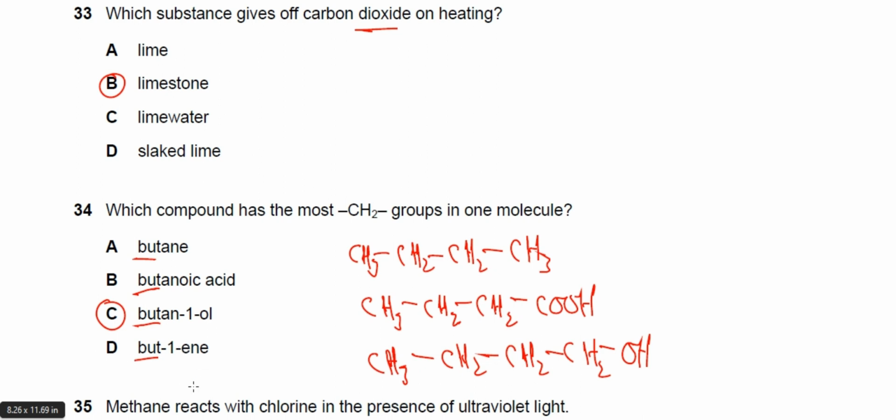For but-1-ene we can write it as CH3, CH, double bond, CH, single bond, CH3. In fact, there is no CH2 group in but-1-ene. Understood? So what should be the right answer? C.